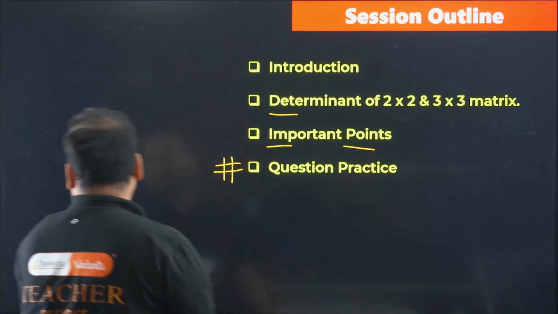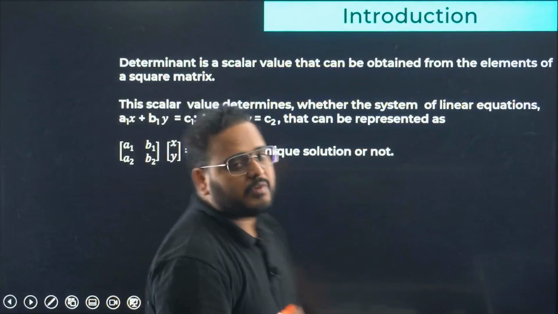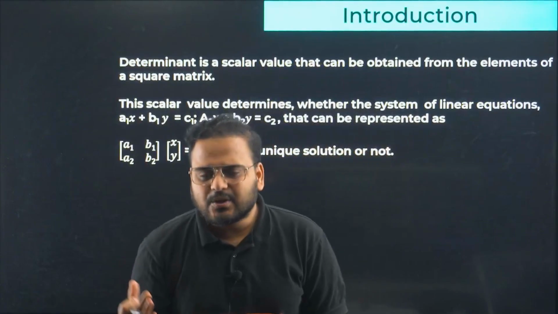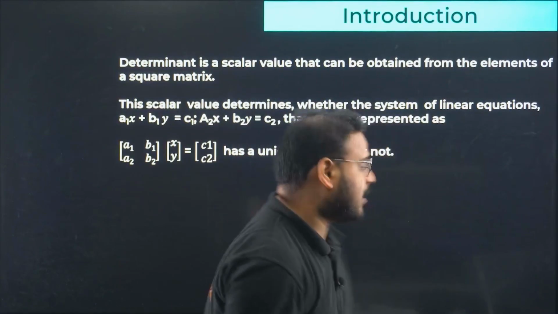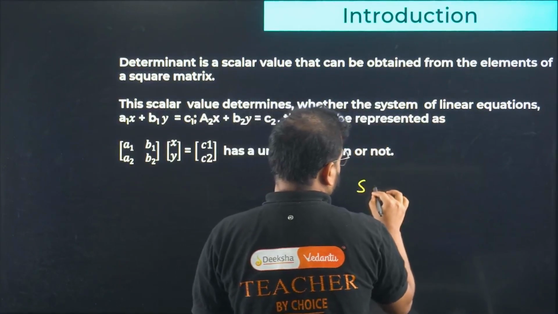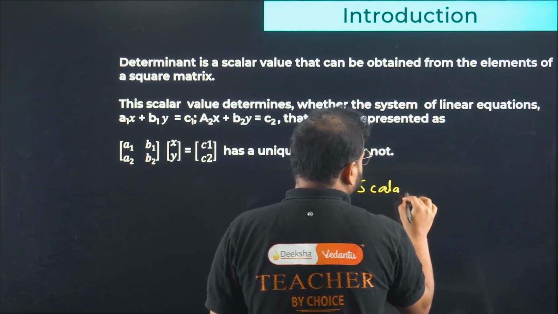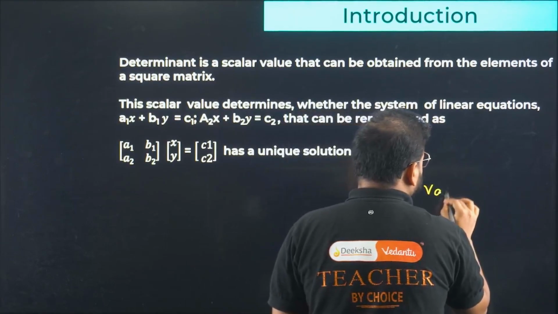Okay, so let's start the session right now with the introduction. So what we have, determinant is what? It's a scalar value associated with only square matrix. This is very important. So 2 terms here we have, scalar value.